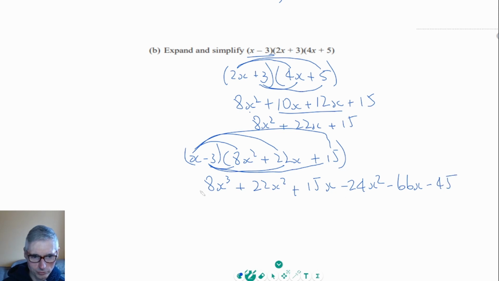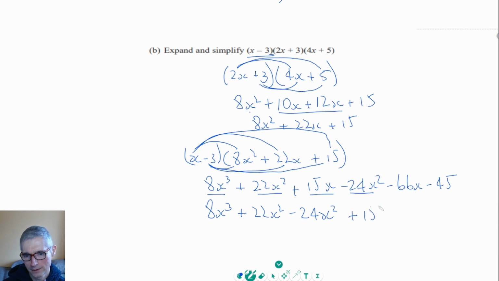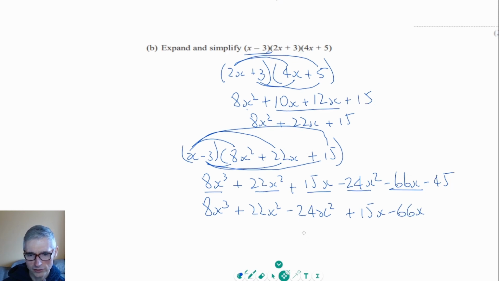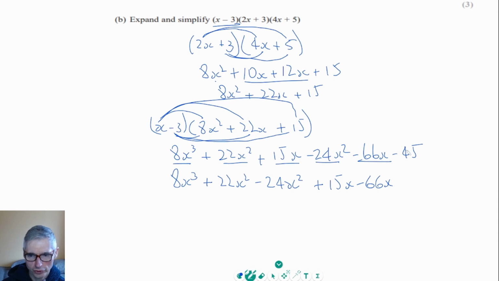And then I'm just going to collect up terms. So I can see I've only got one term that's an x cubed term. So I've got 8x cubed. Then I'm going to write everything that's got an x squared in it, which is those two. So I've got plus 22x squared minus 24x squared. Now I'm going to go for the x term, so I've got 15x and minus 66x. It's important to keep the sign in front of the term attached to it. And then we're just going to go for the number part, which is the minus 45.